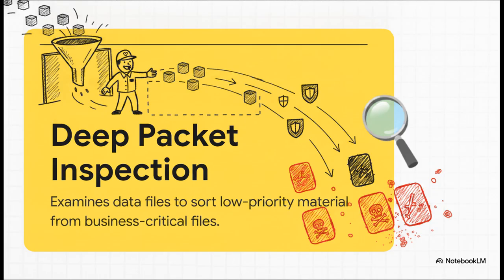It'll push low-priority stuff, like someone streaming a video, to the side to ensure business-critical files get through instantly. Or if it detects a signature that looks even slightly malicious, it completely blocks those suspicious packets from ever reaching their destination. It's proactive defense at the microsecond level.